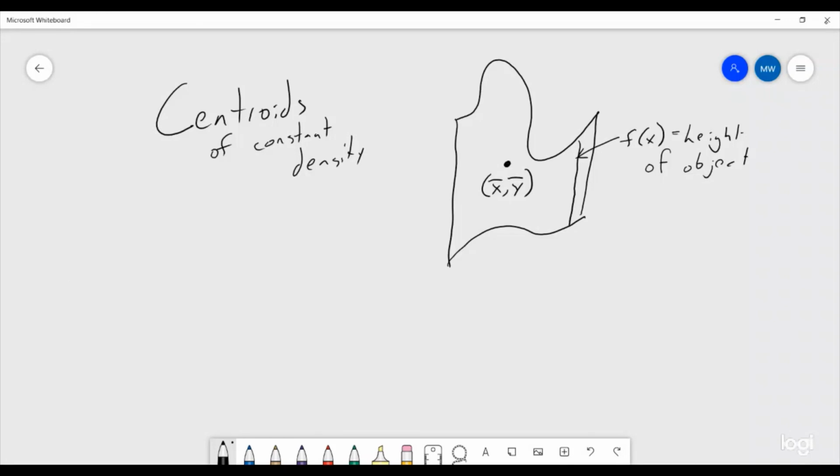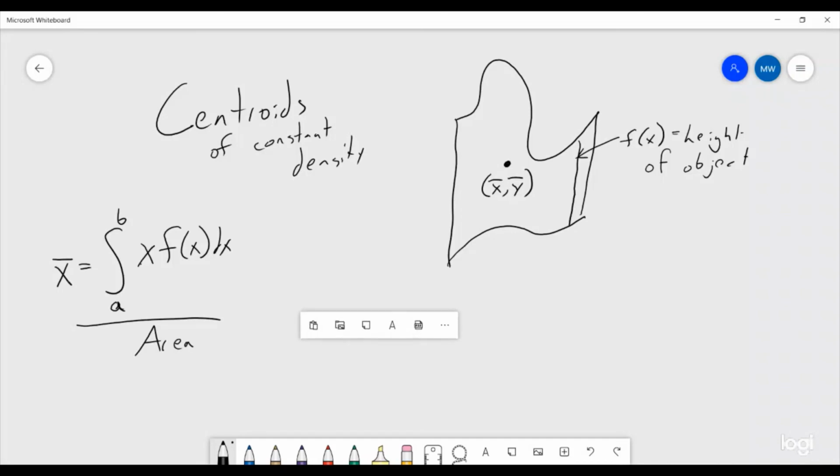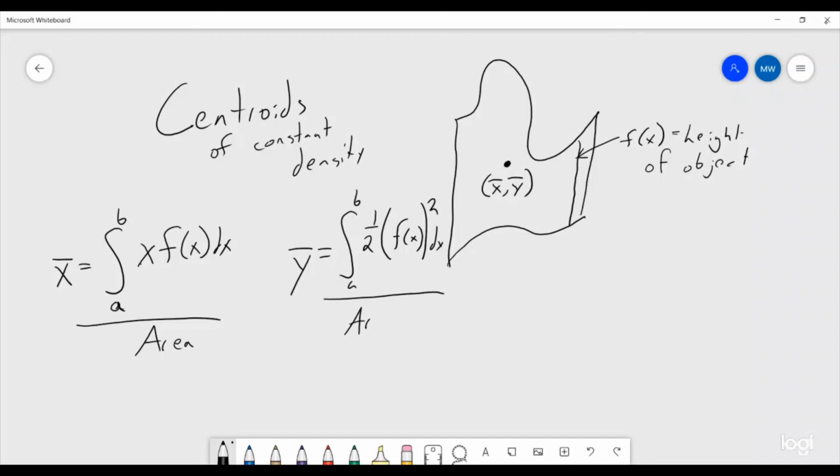So the centroid's x bar is going to be the integral from a to b of x times f of x dx divided by the area. And then y bar is going to be the integral from a to b of 1/2 f of x squared dx all over the area. So those are how you would calculate the centroids of an object.